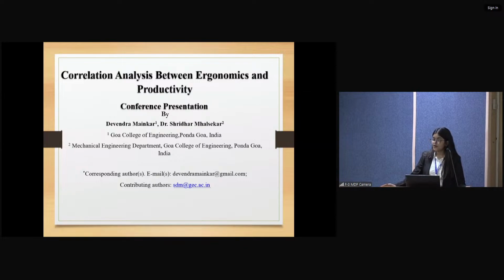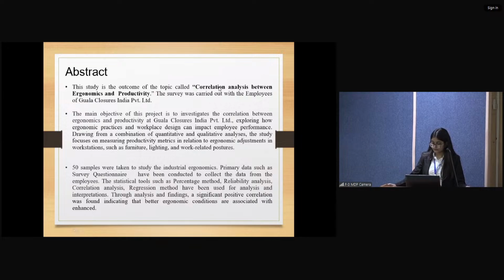Okay. So my name is Devendra Mainkar, and I'm doing my masters from Goa College of Engineering. And my paper title is Correlation Analysis Between Ergonomics and Productivity. Abstract. The main objective of this project is to investigate the correlation between ergonomics and productivity at Gola Closures India Private Limited, wherein there are quantitative and qualitative analysis which study focuses on measuring productivity metrics in relation to ergonomics adjustment in workstations such as furniture, lighting, and work-related posture. So, 50 samples were taken to study the industrial ergonomics.